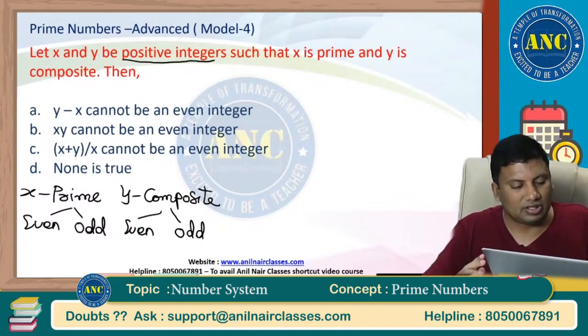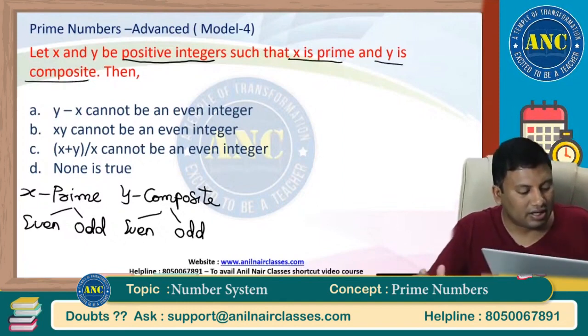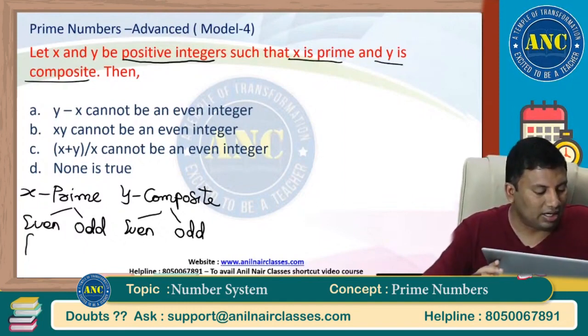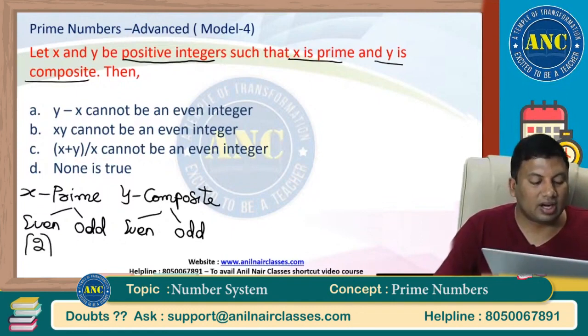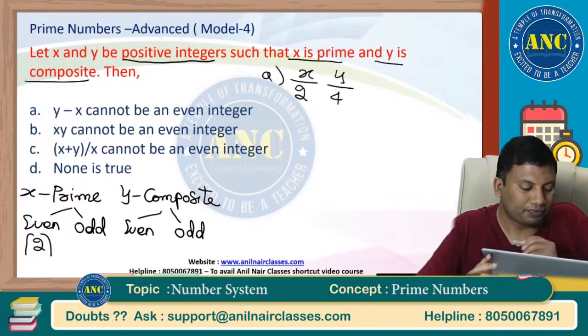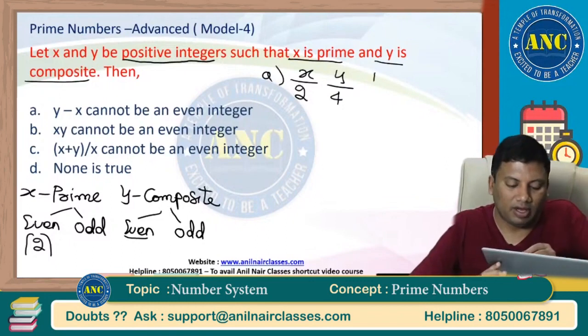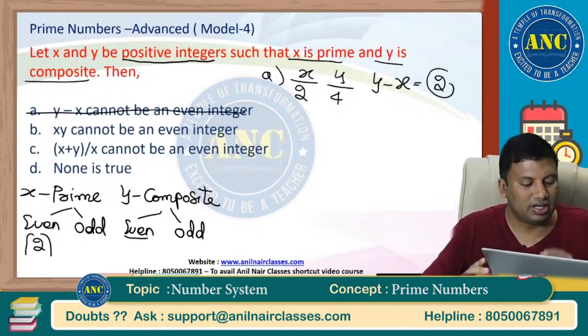Now, first case, x is prime, y is composite, so I divided into even and odd. Even, it has to be 2. The first case, y minus x cannot be an even integer. Suppose I take x as 2, y as 4, even number, right? y minus x, 4 minus 2, 2 is an even integer. This is a false statement.